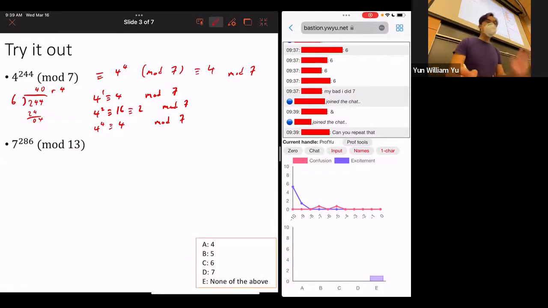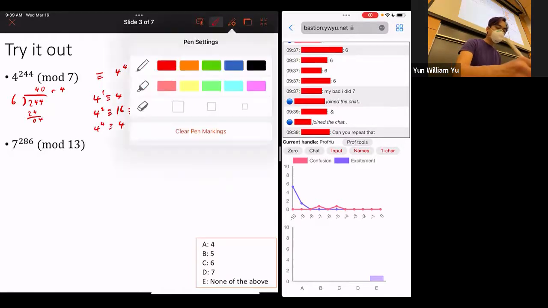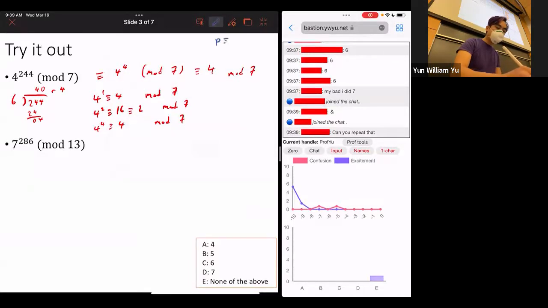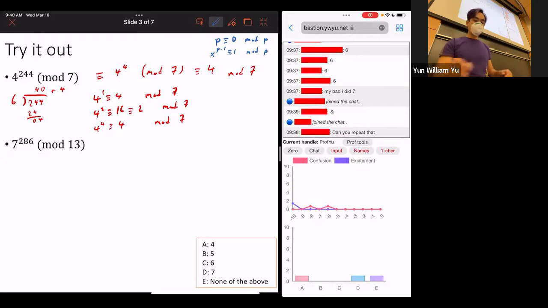Notice that there are two things that you need to be careful about. So first, let me do this in a different color. P is congruent to 0 mod P, right? And so normally, in order to get mod P, you divide by P and look at the remainder. But x to the P minus 1 is congruent to 1 mod P. And so basically what that means is that in the exponent, you can keep on subtracting out P minus 1. And so in the exponent, you find the remainder with respect to P minus 1.